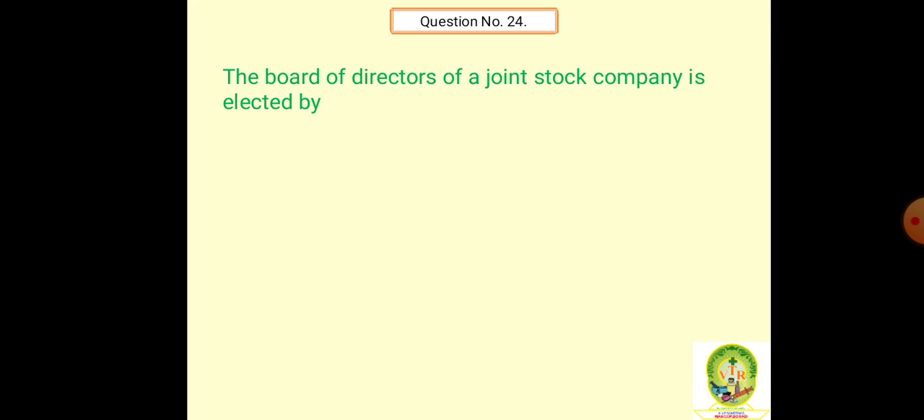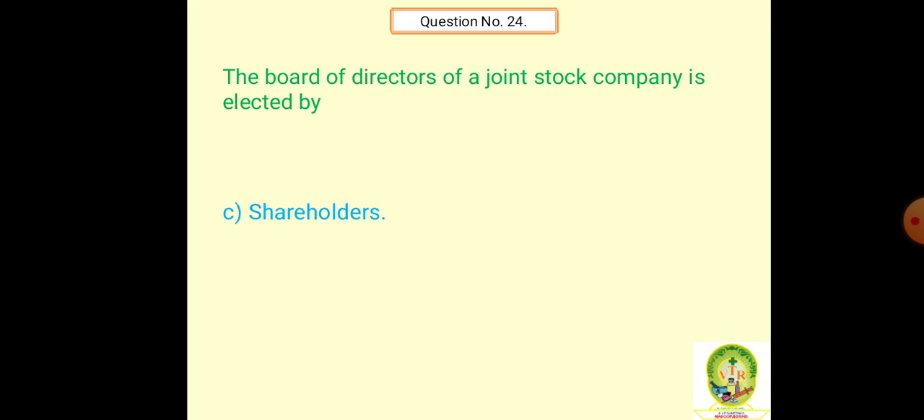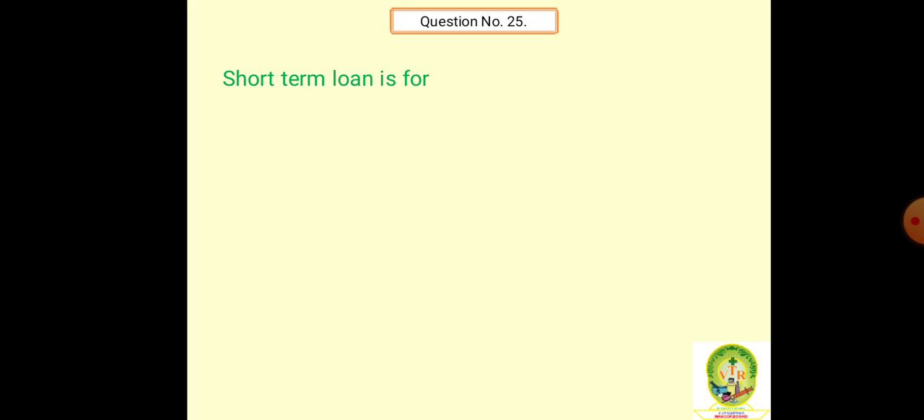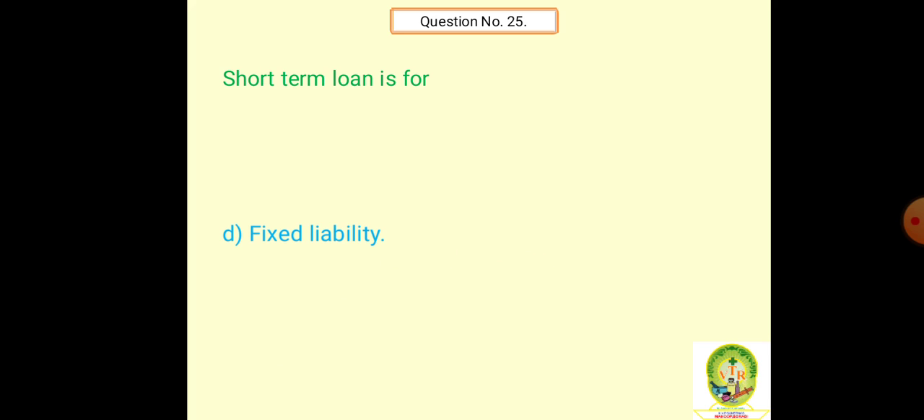The board of directors of a joint stock company is elected by. Options are A. General public, B. Government bodies, C. Shareholders, D. Employees. Right answer is C. Short term loan is for. Options are A. Current assets, B. Current liability, C. Fixed assets, D. Fixed liability. Right answer is D.